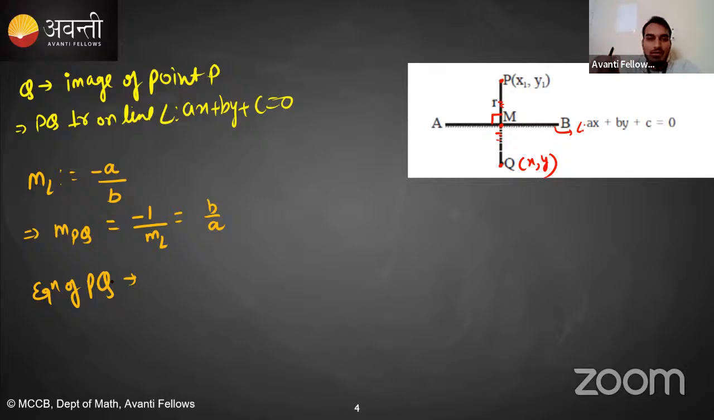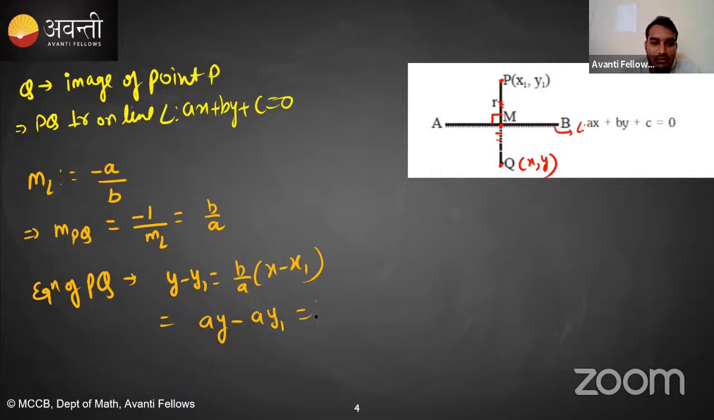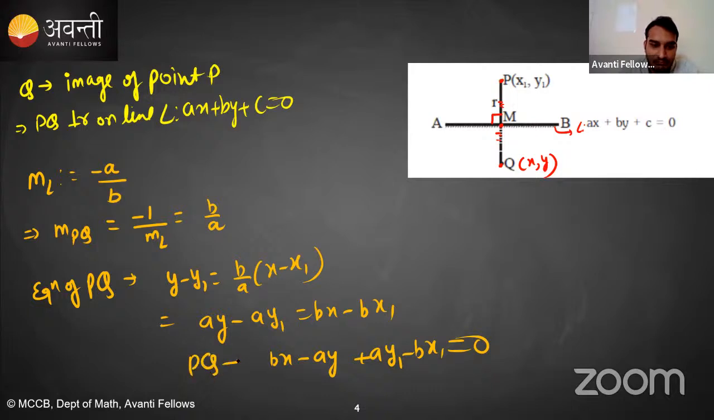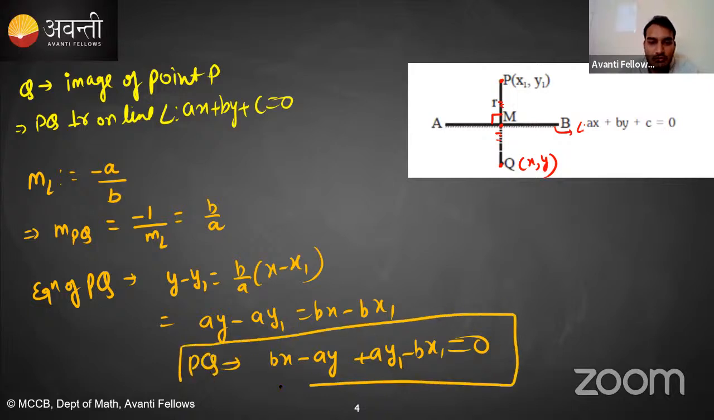So what will the equation of PQ be? You know the point x1, y1 and you also know the slope, so we can find the equation using the point-slope form: y minus y1 is equal to slope times x minus x1. So it is a(y minus y1) is equal to b(x minus x1), that is, ay minus ay1 equals bx minus bx1. So bx minus ay plus ay1 minus bx1 is equal to 0. This is the line PQ. Is this clear, students?